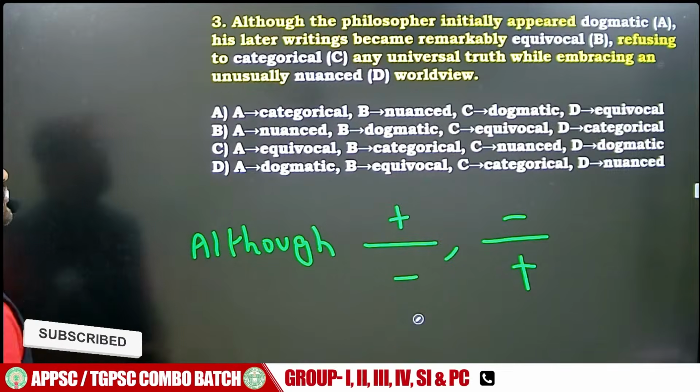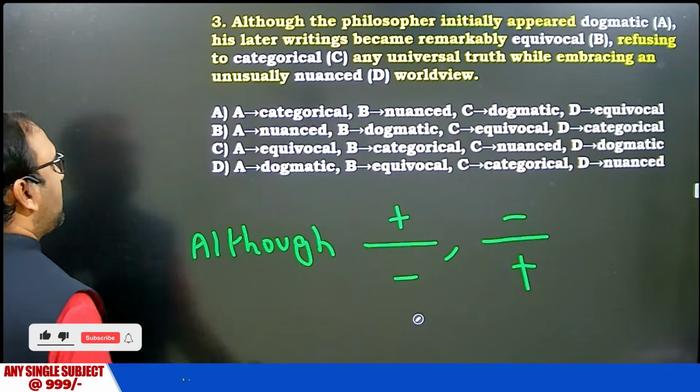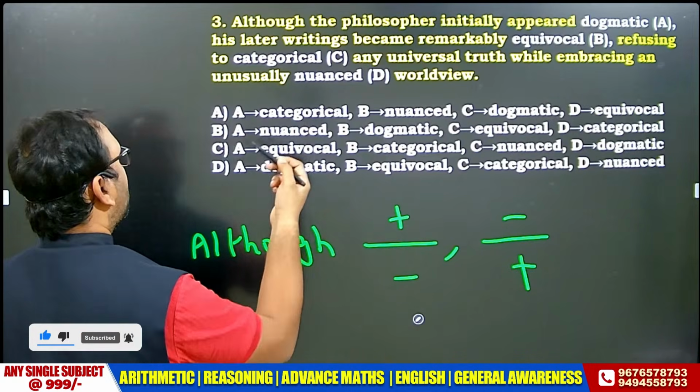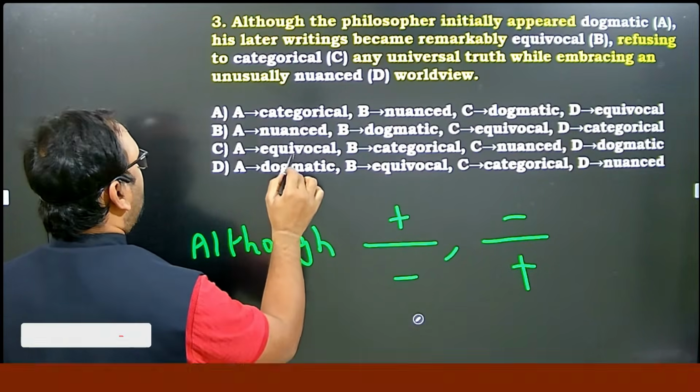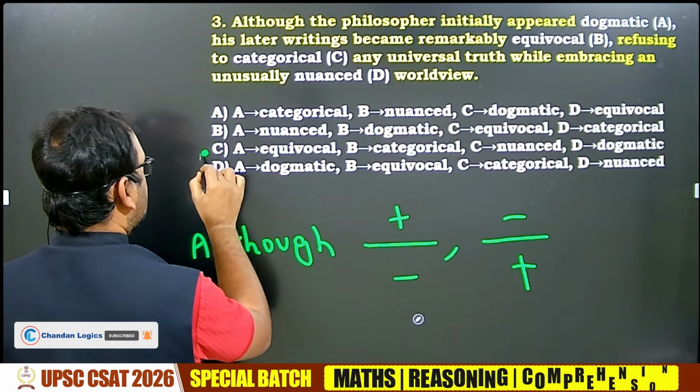Both are negative. So there should be one positive and one negative. For example, if you say dogmatic here, again equivocal, both are negative. Now you come to the C option. Equivocal is negative, categorical is positive. This is a chance. There is a chance.